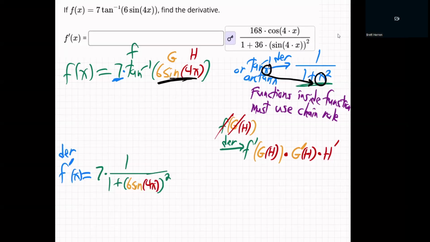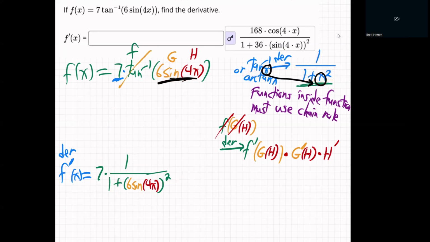Well, that can be a little confusing. Is that making sense? I'm hoping. So that's the first step, right? That's the derivative of the outer layer. The 7 just sits in the front, and then tan inverse is 1 over 1 plus whatever you have plugged into tan inverse squared, right? That's what this says. Tan inverse of x, derivative is 1 over 1 plus whatever you have plugged into the tan inverse squared, okay? Now we keep going.